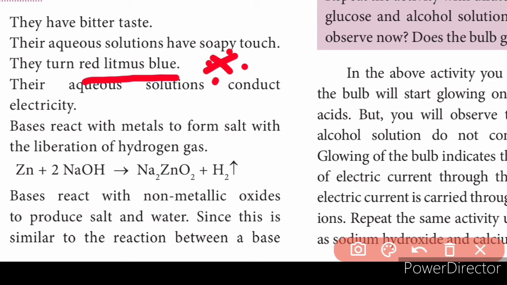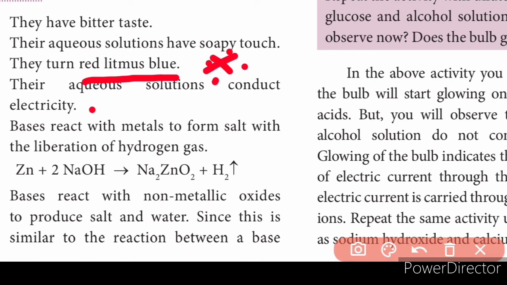Then the aqueous solutions conduct electricity. Acids and bases conduct electricity because acid has positive ions, whereas base has negative ions. When these contain ions within them, they are able to conduct electricity.